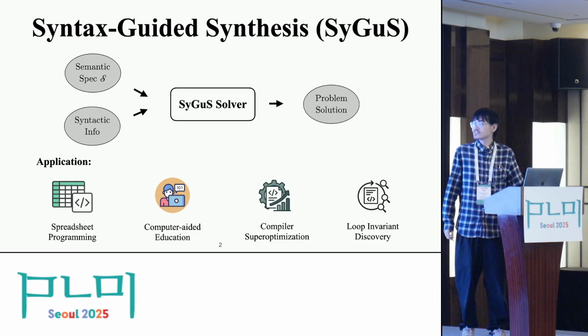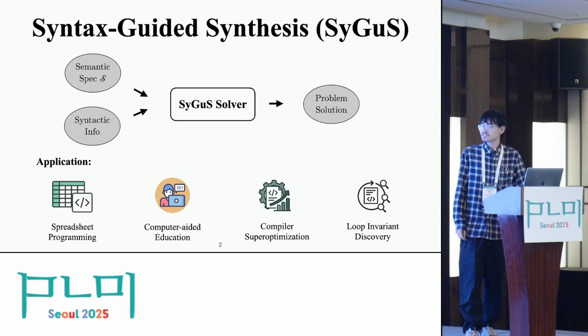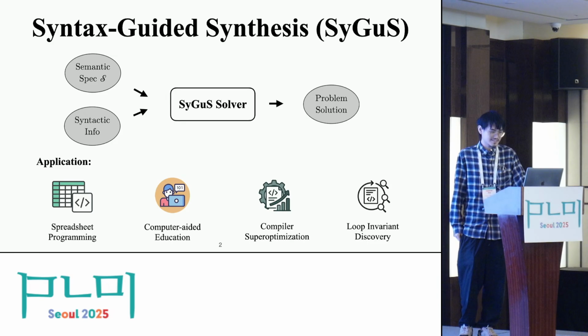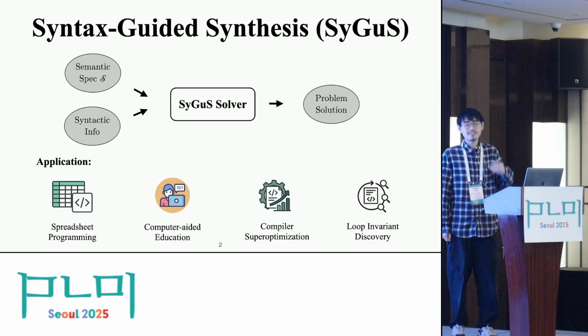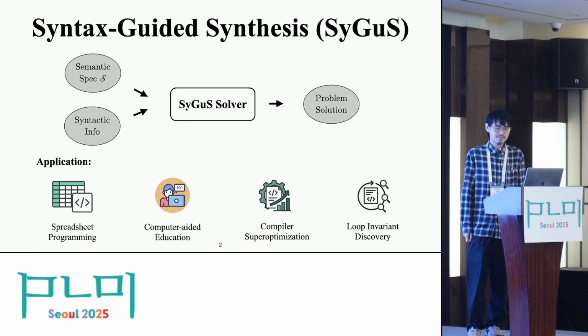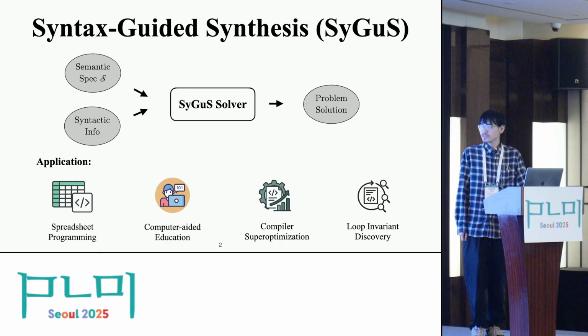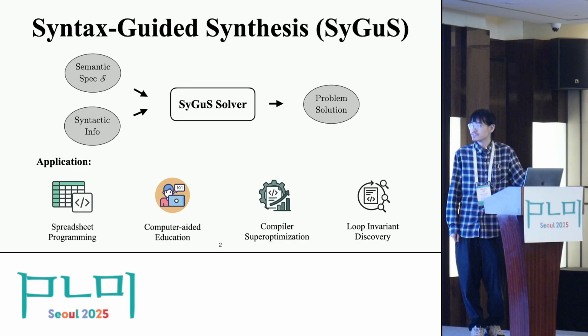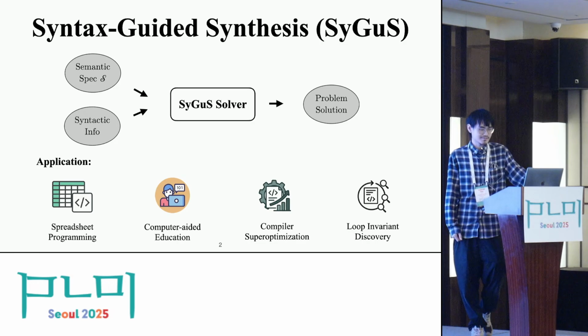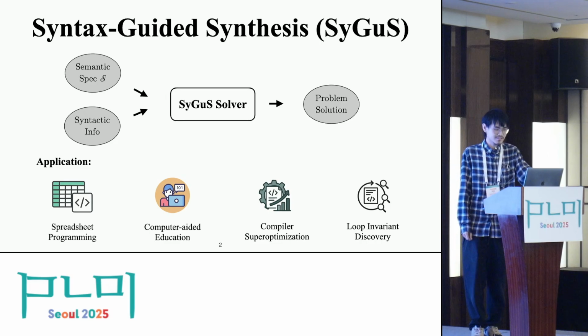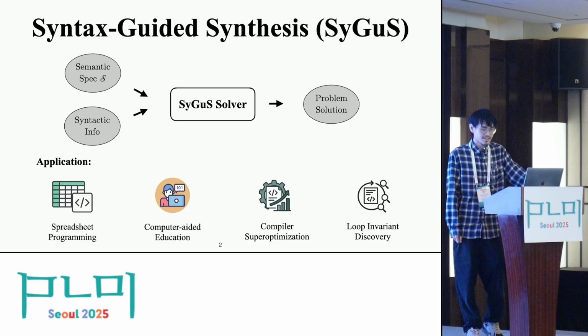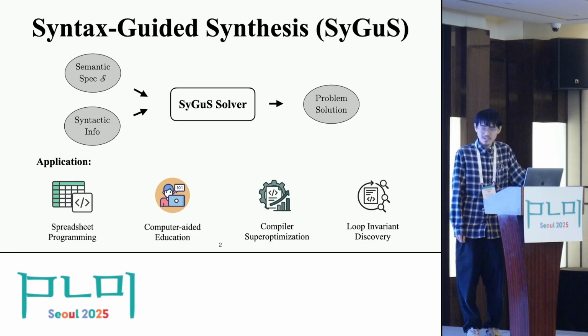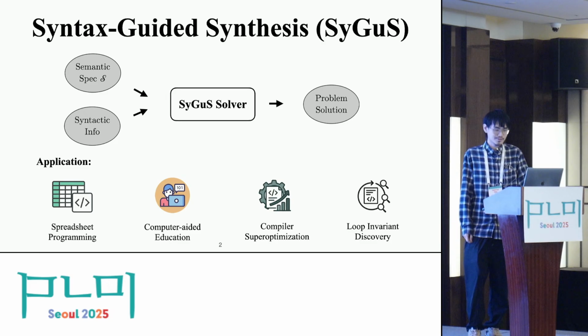Let's first introduce a bit about syntax-guided synthesis. Syntax-guided synthesis is a process that aims to automatically find a program that satisfies a certain specification. Normally there are two inputs for a SyGuS solver. The first one is the semantic specification, which defines what the program should do, and the other one is syntactic information, which describes what the program should look like. Normally we use a context-free grammar, and the SyGuS solver just takes those two inputs and generates a solution.